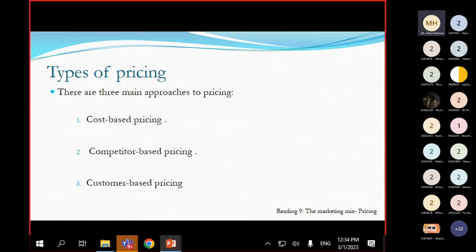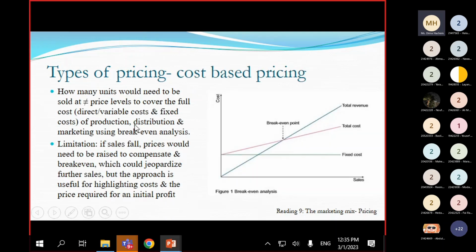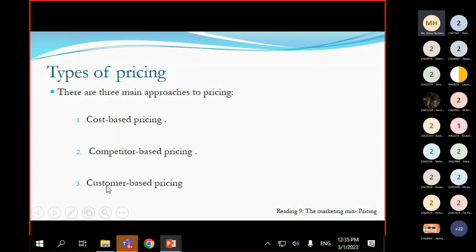First of all, the cost that it costed you to make the product, of course. Absolutely. So this is competitor-based pricing. So you will compare your competitors' prices and then try to price your product accordingly. Okay. And what's the last one? Customer. Absolutely. How much the customer is willing to pay. So we have these three approaches to pricing: cost-based, competitor-based, and customer-based.